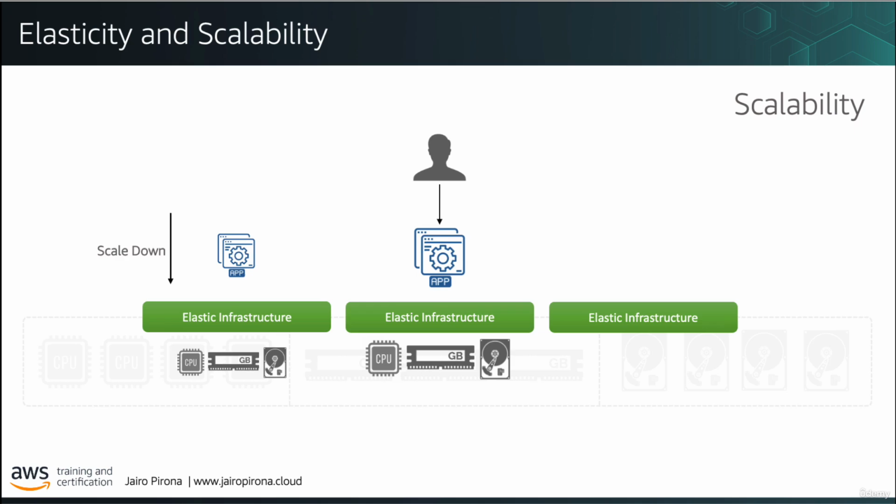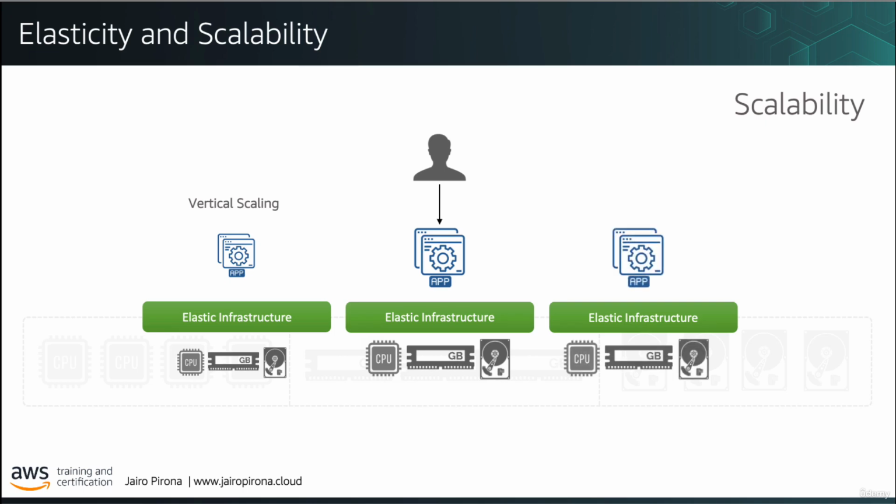Since the application scales up and down, we call it vertical scaling, scaling up and down vertically, hence vertical scaling. So, this was the first case. Now let's see what happens in the second case.